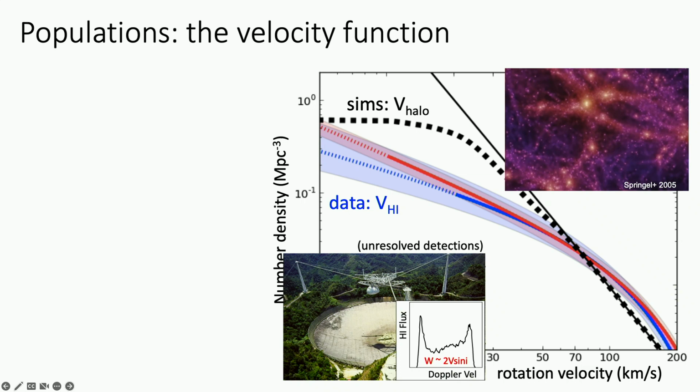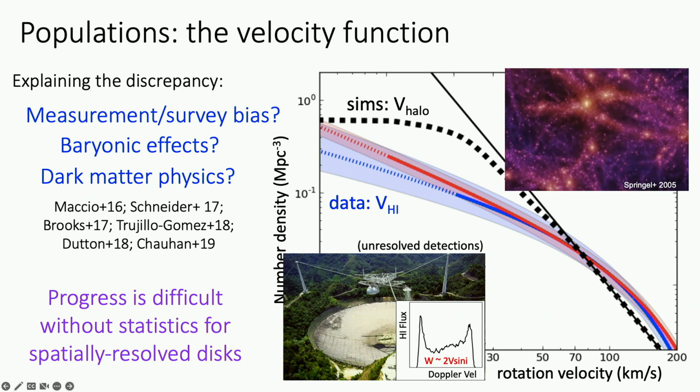And there's lots of hypotheses out there for what's producing this effect. So it could certainly be new dark matter physics. It could be baryonic effects that we still don't understand during galaxy formation. Or it could be something simpler like measurement or survey bias. And so to understand galaxies at a population level, it's really hard to proceed when we don't know how disks are embedded inside dark matter halos. So progress is difficult without statistics for spatially resolved disk galaxies.